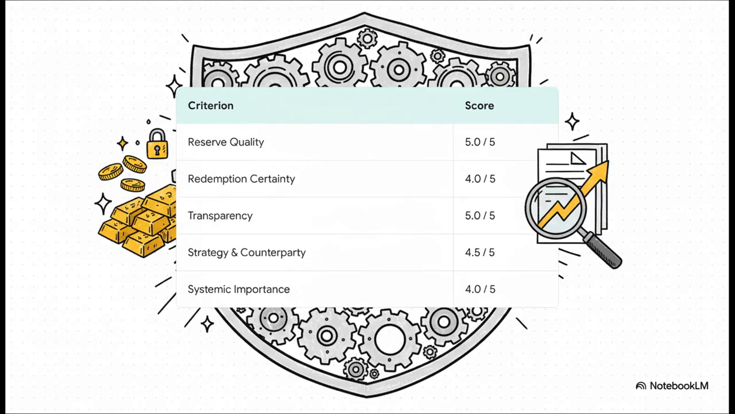And you can see that focus on safety right here in its scorecard. Perfect 5 out of 5 for reserve quality and transparency. That's because they have regular, high-quality audits that you can actually go and read. It's pretty clear this thing was built from the ground up for big players who care about safety.